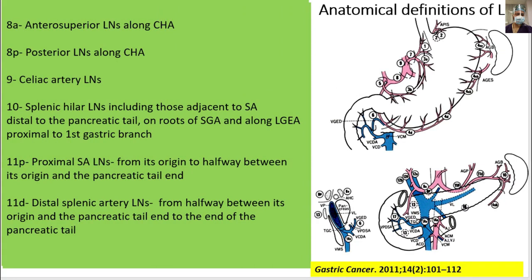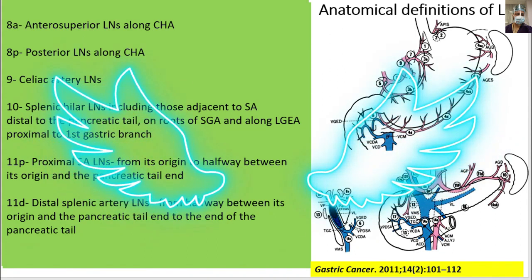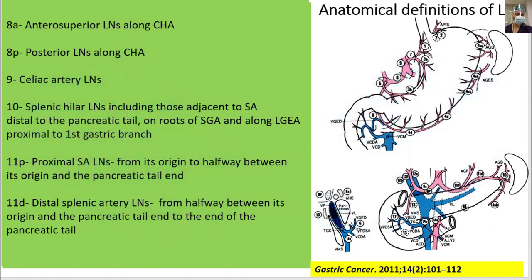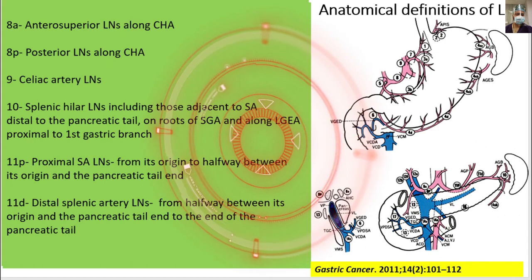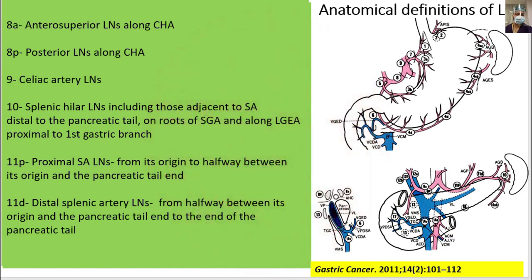A is anterior superior and P is posterior. We usually dissect the anterior superior lymph node only, that is along the common hepatic artery. 9 is the celiac trunk lymph node. 10, now we go towards the splenic hilum. The splenic hilar lymph nodes, including those adjacent to the splenic artery distal to the pancreatic tail, on the roots of the short gastric arteries, along the left gastroepiploic artery proximal to the first gastric branch. 11P, 11 is splenic artery lymph nodes. 11P for proximal and 11D for distal.